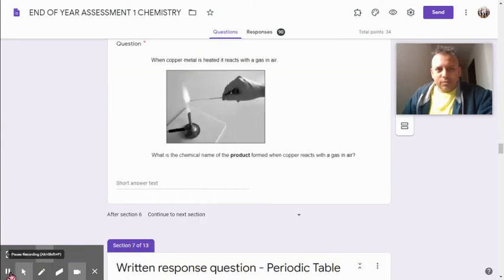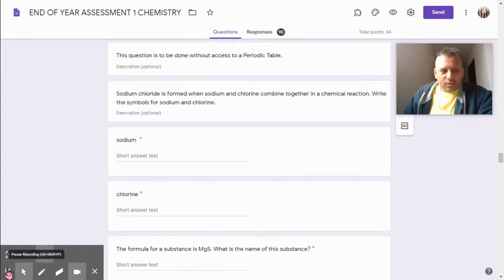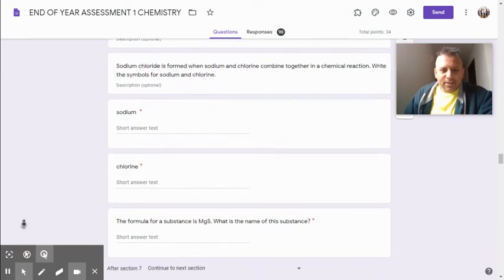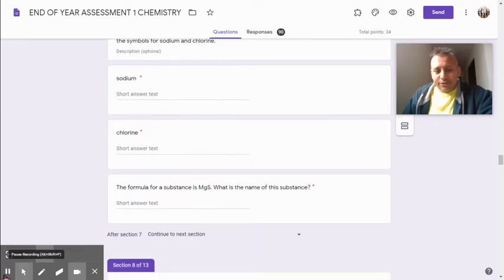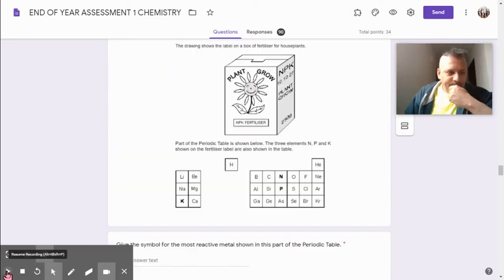The next question: when copper metal is heated, it reacts with a gas in the air. What's the chemical name of the product? The answer is, of course, copper oxide. Questions following that question. You need to give the symbols: capital N, little a for sodium, capital C, little l for chlorine, and the formula for a substance is MgS. What is the name of this substance? It was important for you to put magnesium sulfide, not sulfate or sulfite, as your answer.